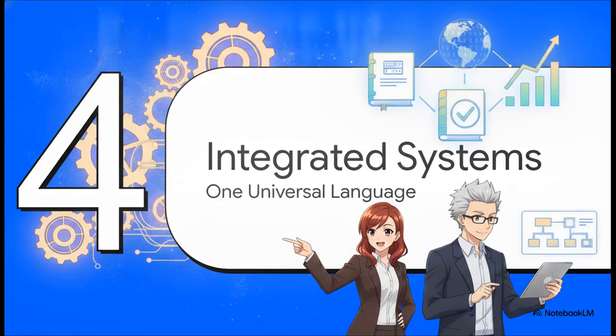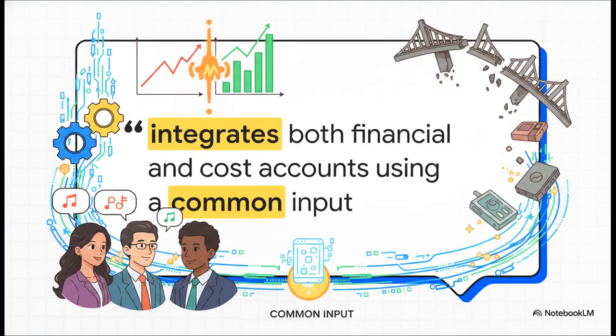Section 4. The integrated accounting system. One universal language. So instead of spending days reconciling two totally different profit figures, what if we just threw out the separate books entirely? Actually, scratch that. It's exactly what modern businesses did. The Chartered Institute of Management Accountants, or CIMA, defines this elegant solution as a set of accounting records that integrates both financial and cost accounts using a common input and data for all accounting purposes. Boom! No more translators. Everyone in the business is finally forced to speak one single universal language.